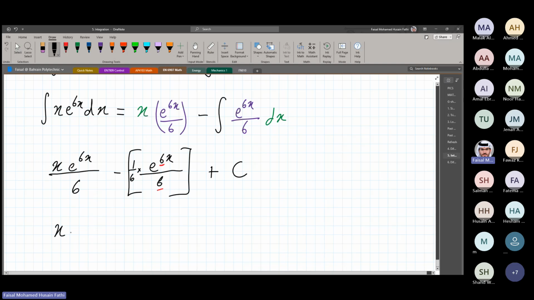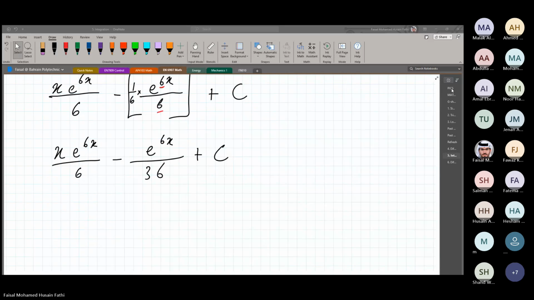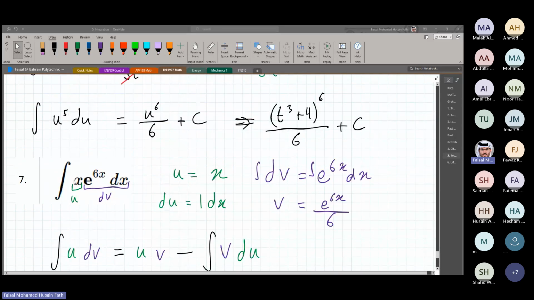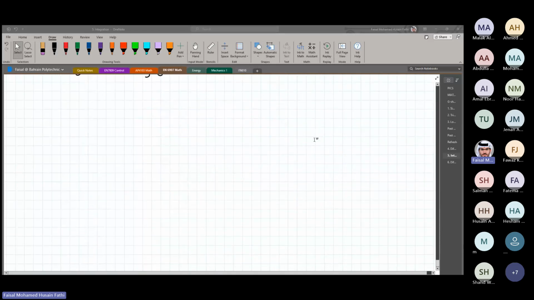Simplifying will give us x e^(6x) over 6 minus e to the power of 6x over 6 times 6, which is 36, plus c. All right. And that's pretty much it for this question. Just remember, if you have x e to the power 6x, always use this as your dv and use your x as u. You instantly should know it's integration by parts.